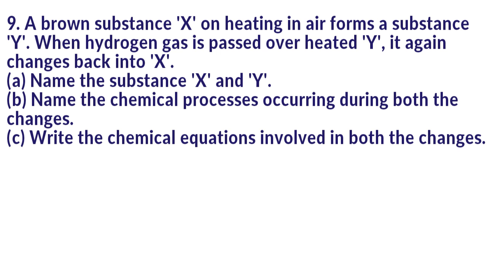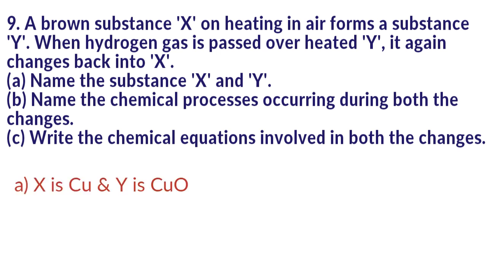A brown substance, copper, on heating in air forms a substance, copper oxide. When hydrogen is passed over heated copper oxide, it again changes back to copper. So X is copper and Y is copper oxide.